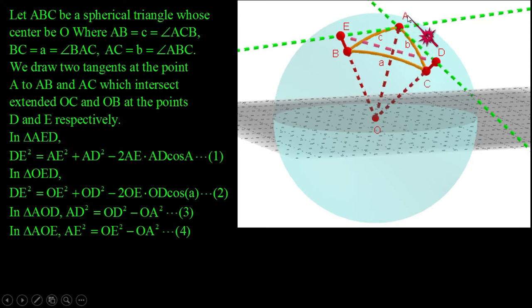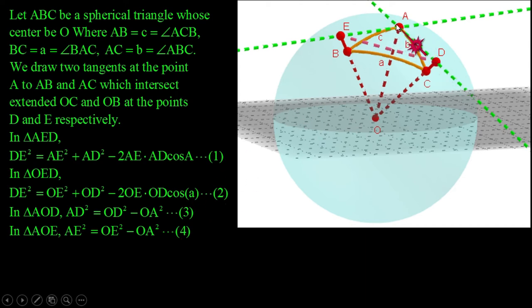Now in the plane triangle AED, we can write DE square equals AE square plus AD square minus 2 AE AD cos A, which is the relation between the three sides and the angle between any two of them, found in plane trigonometry. Similarly, triangle OED is also a plane triangle, and in this plane triangle we can write DE square equals OE square plus OD square minus 2 OE into OD cos of the angle between the two sides OE and OD, which is EOD, and it is equal to the arc BC, that means a. So we write here a.